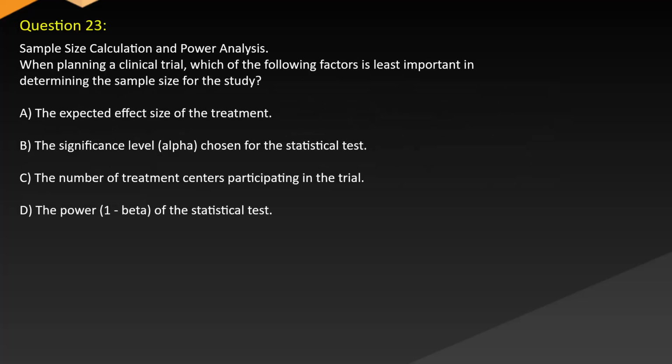Question 23. Sample size calculation and power analysis. When planning a clinical trial, which of the following factors is least important in determining the sample size for the study? A. The expected effect size of the treatment. B. The significance level alpha chosen for the statistical test. C. The number of treatment centers participating in the trial. D. The power (1 minus beta) of the statistical test.